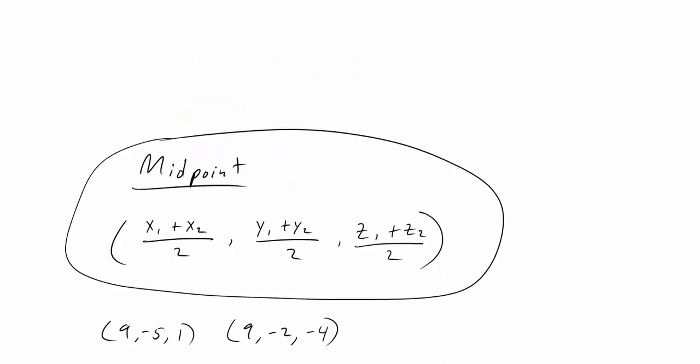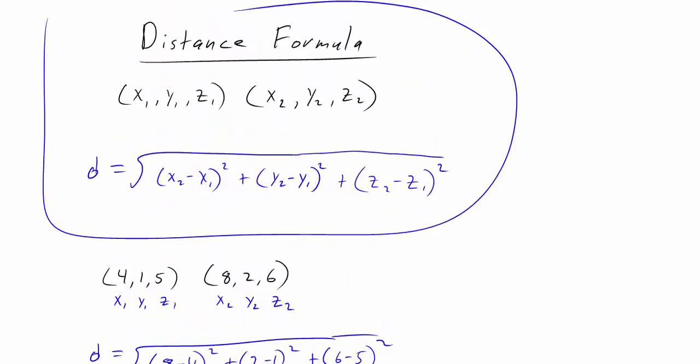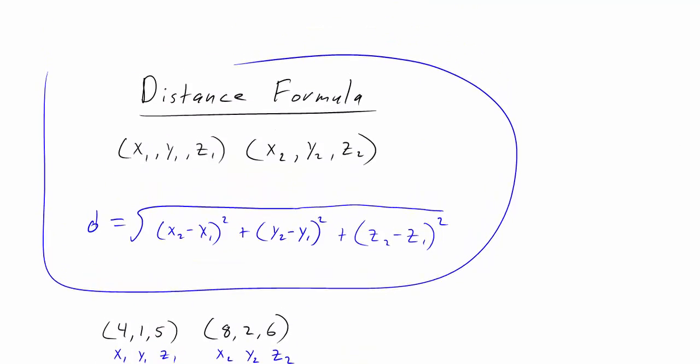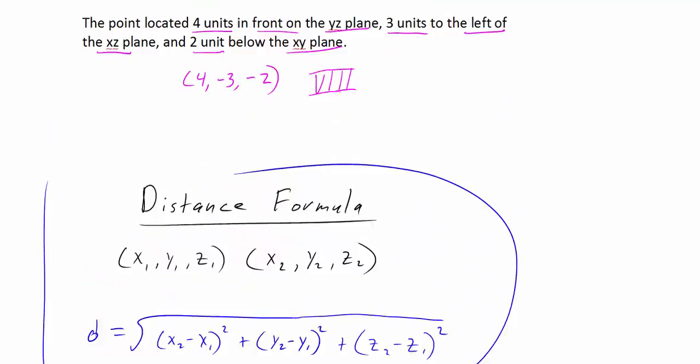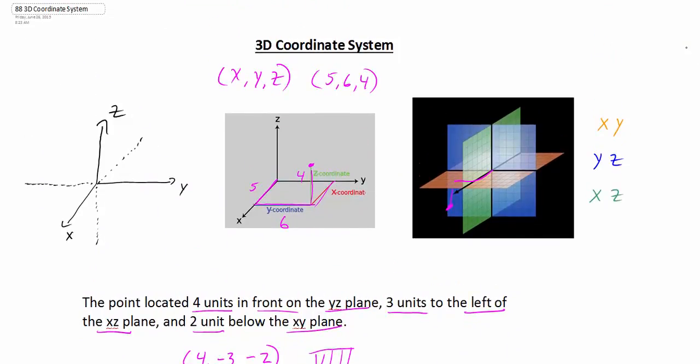So hopefully you'll realize here that the midpoint and distance formula is very similar to what we did with 2 space. All we have to do is introduce the third z coordinate. So keep in mind here, your 3D coordinate system, we have the x-axis here that's coming out of the screen and going back into the screen. Your y-axis is running left and right, and your z-axis is giving you your height going up and down.